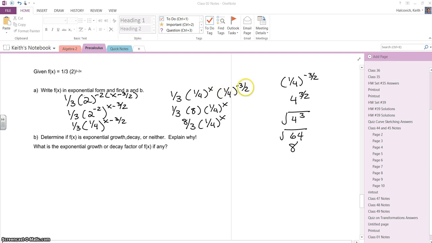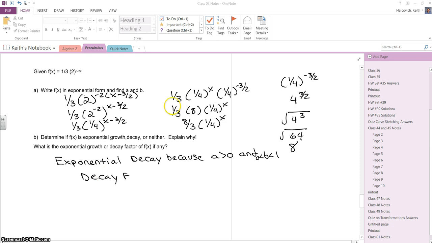So now the question says determine if it's exponential growth or decay. Well, a is greater than 0, so it's either going to be growth or decay. But b is 1/4, which means it's less than 1, so therefore it's exponential decay. Because a is greater than 0 and b is between 0 and 1, and the decay factor is 1/4.